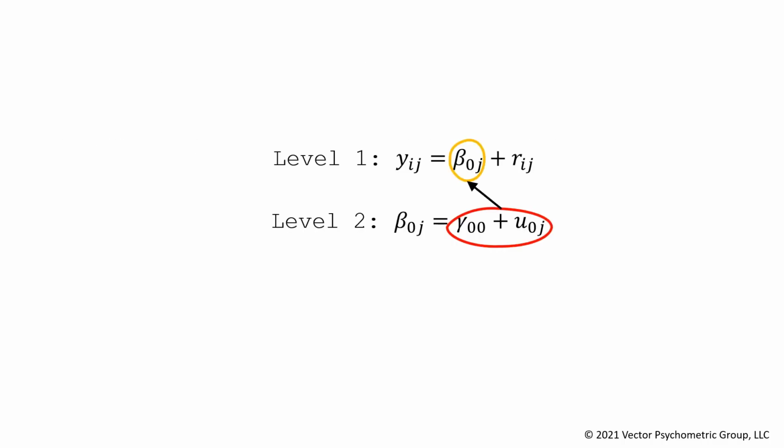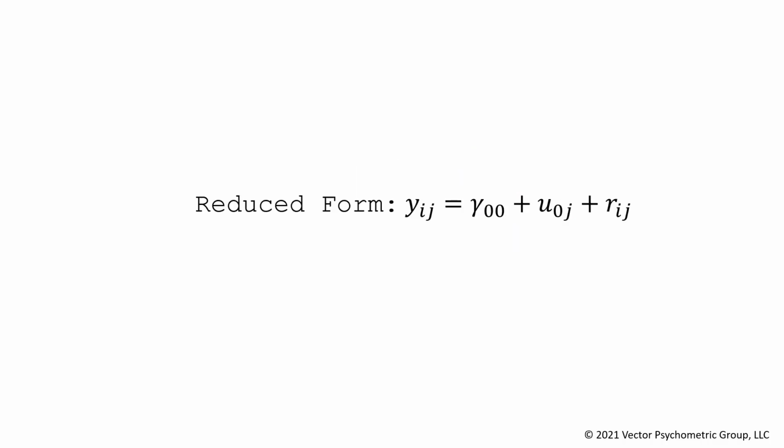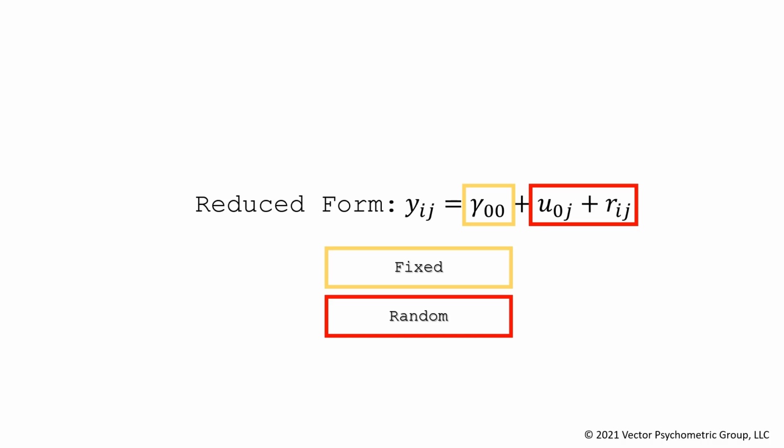All we have to do is replace the level 1 random intercept, circled in yellow, with the right side of the level 2 equation, circled in red. This gives us one equation that basically moves us from HLM or multi-level land to the world of mixed models. Speaking of, you can see why mixed models get their name. They consist of both fixed and random parts. The fixed part is the overall mean, which is constant, whereas the random part has effects that vary across level 1 and level 2 units.